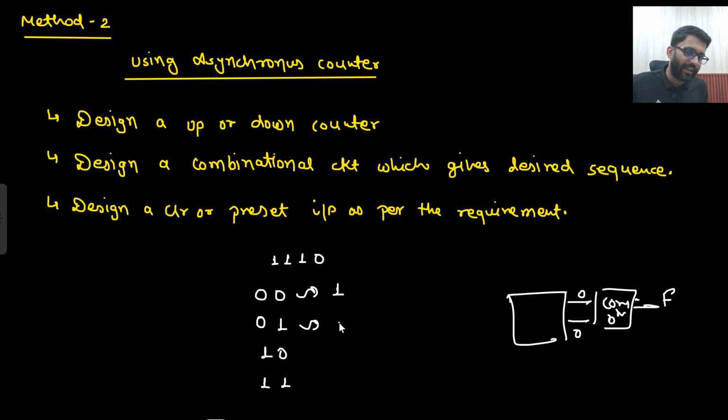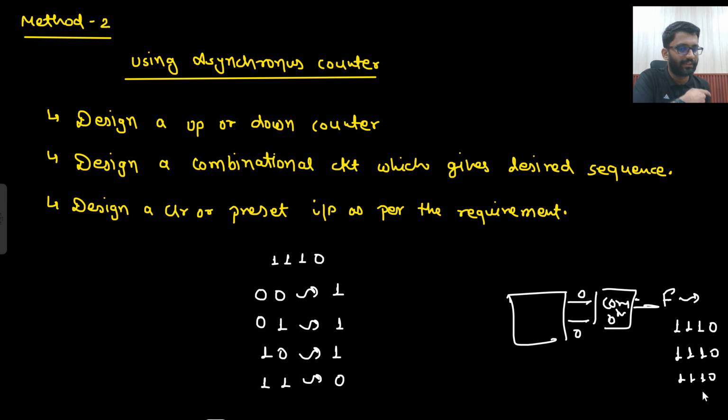Whenever I get 0 1 here, this should give me 1. Whenever I get 1 0 here, this should give me 1. And whenever I get 1 1 here, this should give me 0. Then again 0 0 would come. So here what I will be having? 1 1 1 0, again 1 1 1 0, again 1 1 1 0.